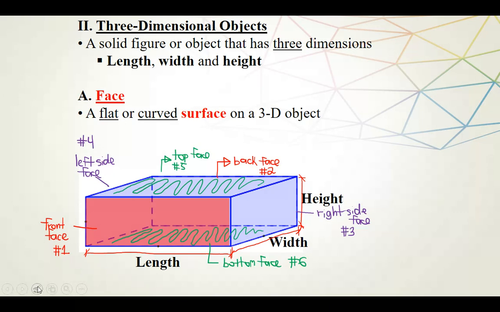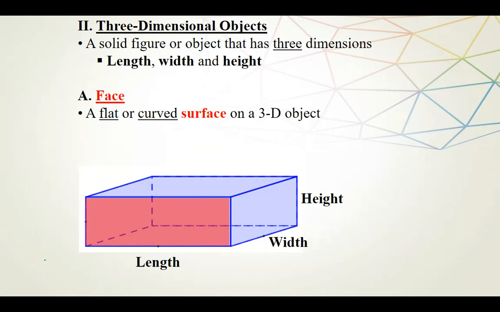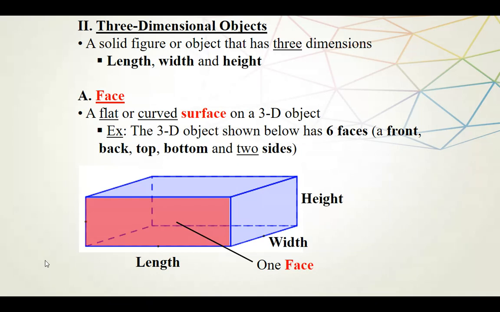Okay, I'm just going to clear all the ink from this page. And again, that front flat surface is referred to as a face. And the 3D object that I've shown, which is referred to as a right rectangular prism, again, we'll discuss this in more detail later on. It has 6 faces. It has a front, a back, a top, a bottom, and 2 sides, a left side and a right side.